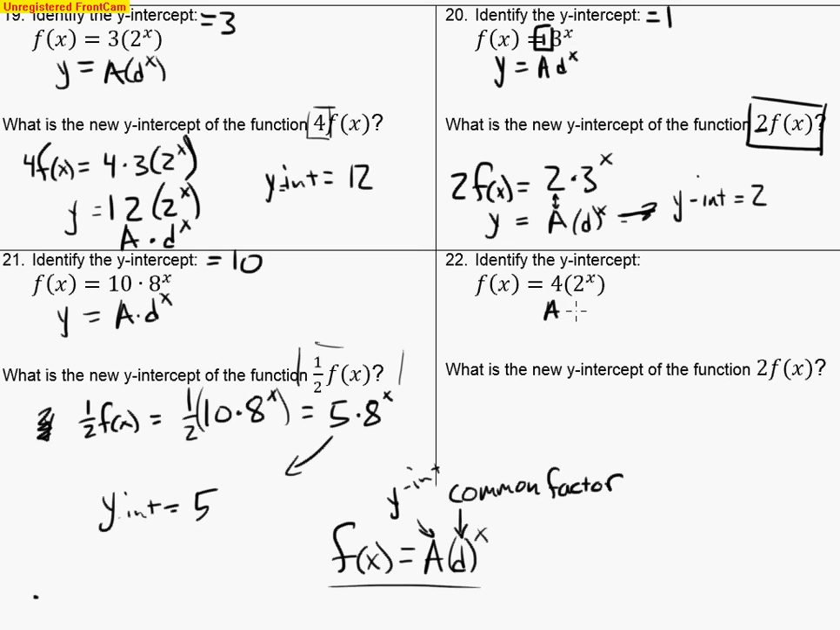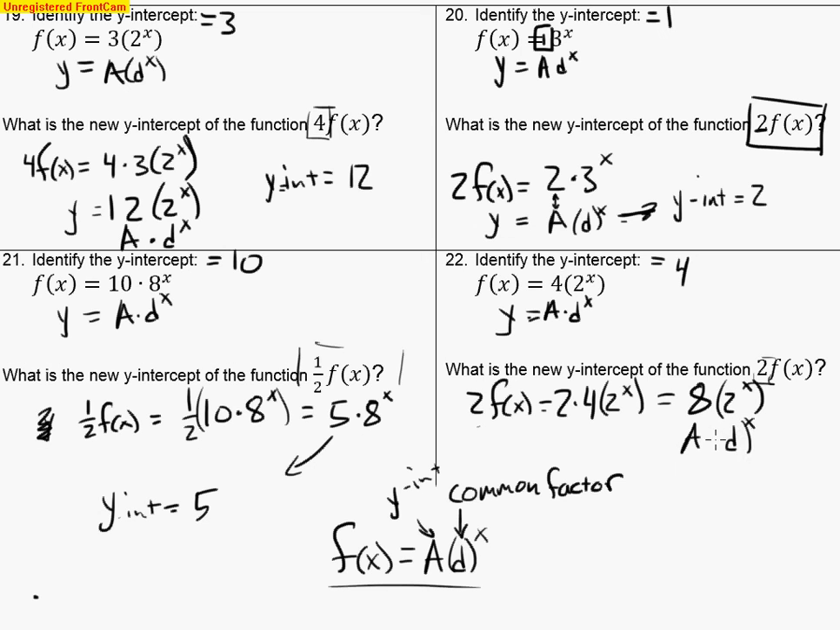Finally, over here, this matches up. So my y-intercept here is 4. And then clearly, if I'm going to take 2 times that function, I'm going to have 2 times f of x. Well, wait a minute. What was f of x? It was 4, 2 to the x. But I'm taking 2 times it, so 2 times that. So these are going to combine and give me 2 times 4 is 8, 2 to the x. And now I have a new a. So my y-intercept for this question is going to equal 8.